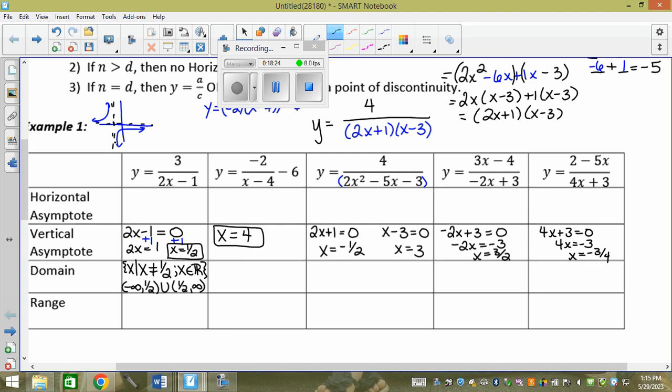So we'll do set notation for the rest. This one is going to be x such that x can't equal 4, x an element of the real. This one, when you have 2, you just get a comma. x such that x can't equal negative a half, comma 3, x an element of the real. And this one is going to be x such that x can't equal 3 halves, x an element of the real. And then this one's x such that x can't equal negative 3/4, x an element.